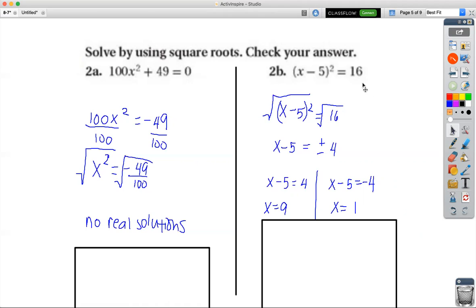Now go ahead and try positive 1. If you plugged in positive 1, this becomes 1 minus 5, which is negative 4. However, because you're squaring this, it becomes positive 16, which is equal to what we wanted. So that's how you know you did the steps correctly and that your answer is correct. Okay? Okay, let's go forward.